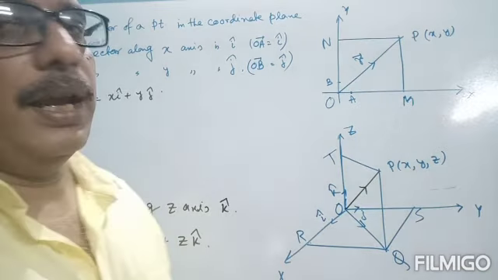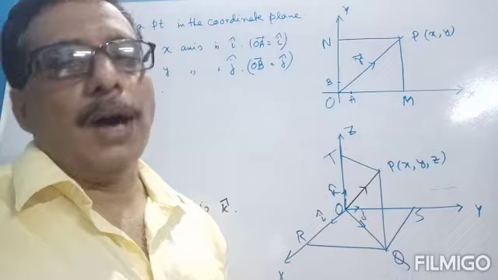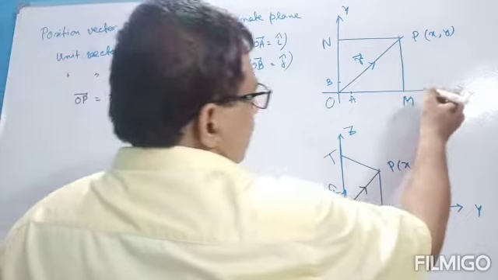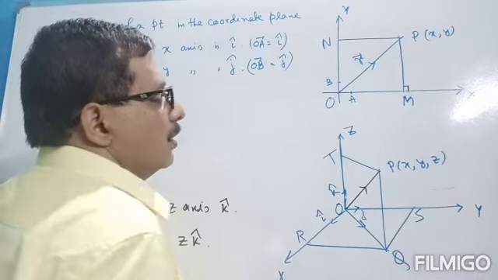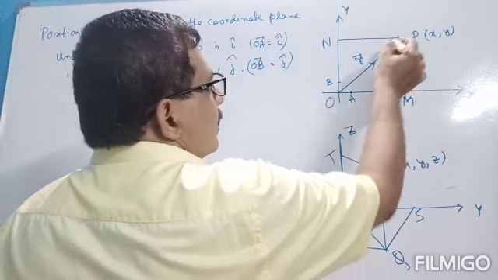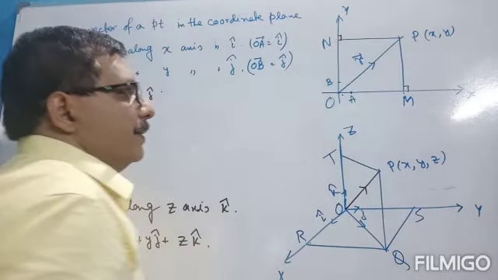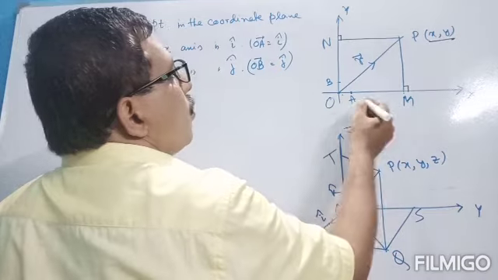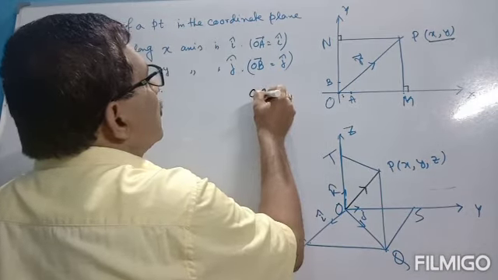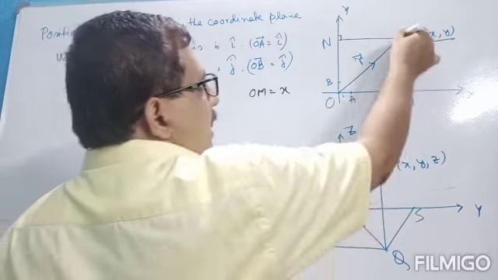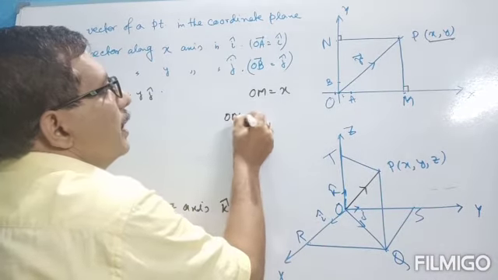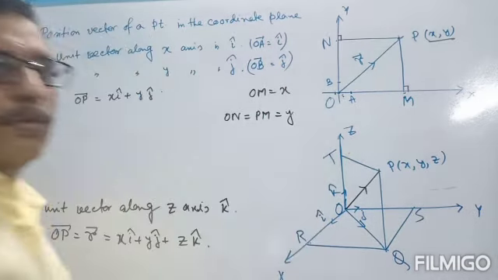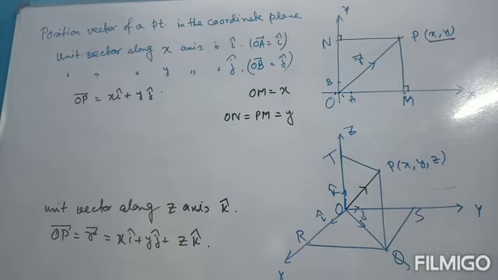Now suppose P is a point in the xy plane whose coordinate is x comma y. If we draw perpendiculars from P, PM is perpendicular to OX and PN is perpendicular to OY. If the coordinate is x comma y, then OM is equal to x, and PM, that is ON, is equal to y. It is known to all of us.